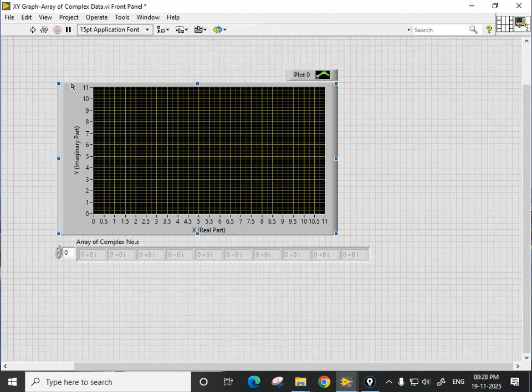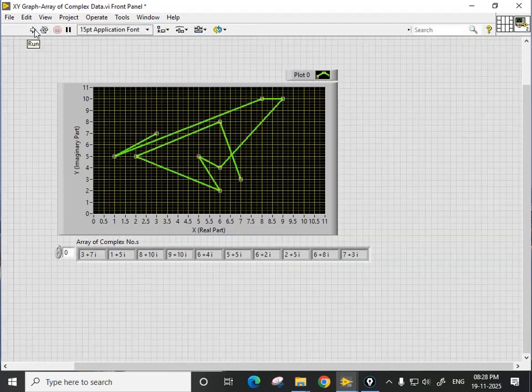So now I just plot it. So as you can see, the complex numbers are plotted. So the first complex number plotted is 3 plus 7i. So 3 is over here, this is the first number because x is the real part. So 3 is over here and 7 is over here. So 3 plus 7i, this is the first number.